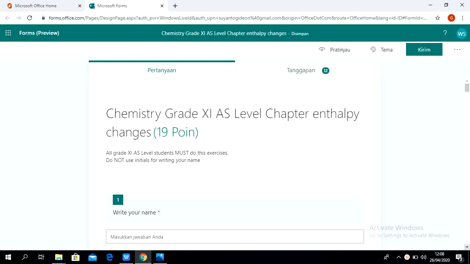Hello grade 11 AS level students on minor chemistry. Today I'm going to discuss the other worksheet, which is the worksheet of chapter enthalpy changes.